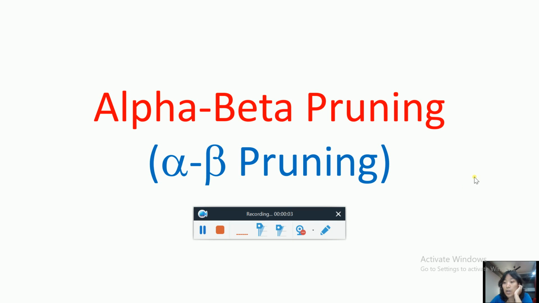Hello students, today I am going to cover the topic on alpha beta pruning. And as we all know, alpha beta pruning is the modified version of min-max algorithm, where alpha is the best value for the max player and beta is the best value for the min player.